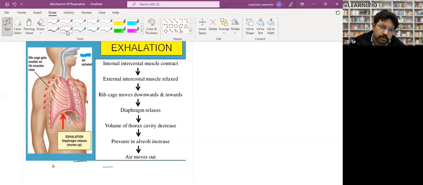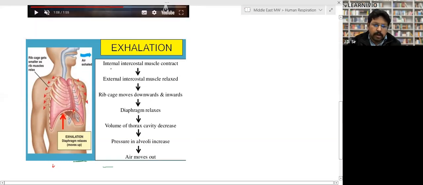In the expiration process, the internal intercostal muscle contracts. This is our rib. Now the internal intercostal muscle contracts. Again, what I told you: if internal contracts, then external has to be relaxed. So when internal contracts, the ribs will go inside and downward.